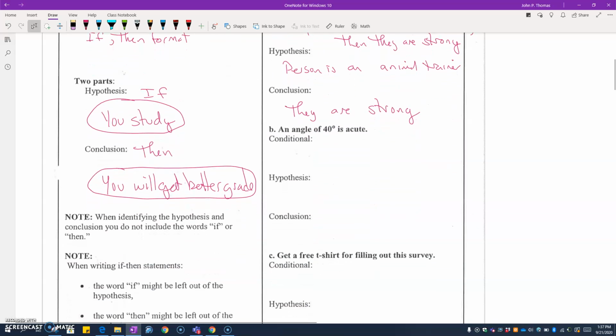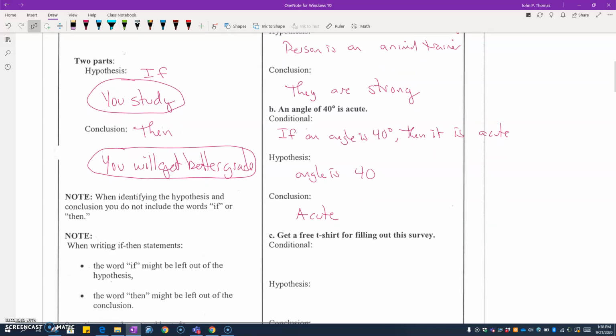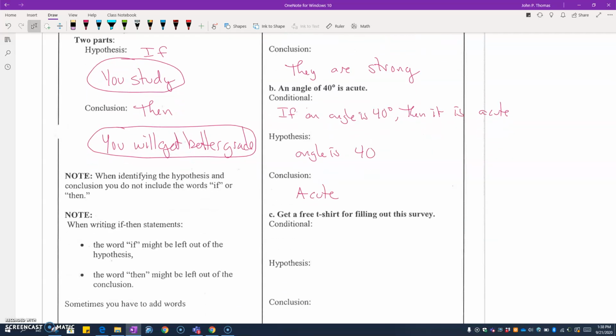All right, another example would be an angle of 40 degrees is acute. So the conditional is if an angle is 40 degrees, then it is acute. All right, so the hypothesis would be angle is 40. Conclusion would be acute. All right, now that one is definitely a true conditional statement because if an angle is 40 degrees, it is certain that it is an acute angle.